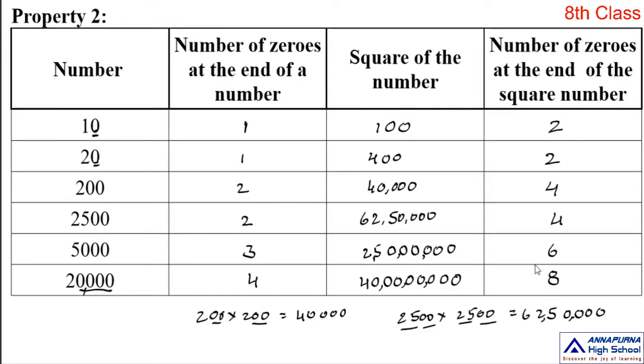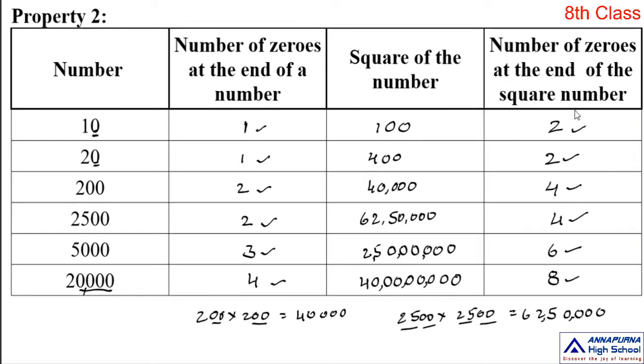Now observe the number of zeros at the end of a number and the number of zeros at the end of its square. Observe these two columns. In the first row we take one zero at the end of the number, and its square has two zeros. Second, 1 0, 2 zeros. Third, 2 zeros, 4 zeros. And fourth, at the end of the number we take 2 zeros and its square has 4 zeros. 3 zeros, 6 zeros. 4 zeros, 8 zeros. Do you observe anything? Yes.